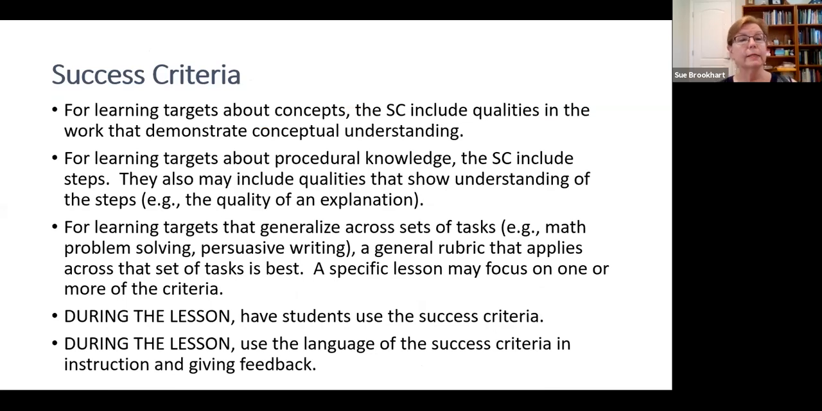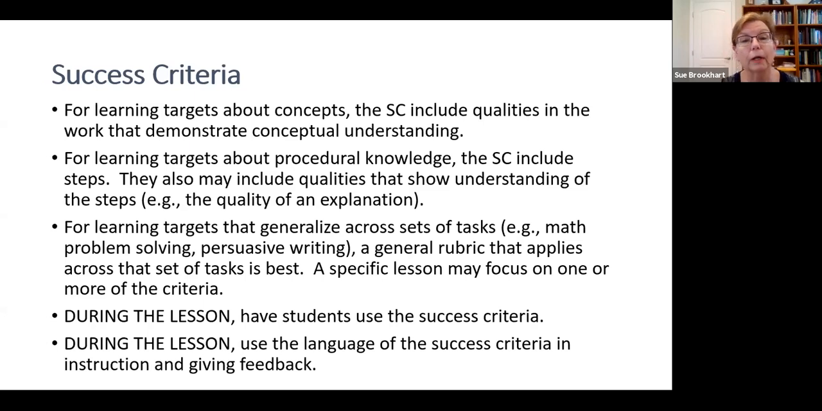So how do you write these things? Well, for learning targets about concepts, the success criteria are found in the work, like the math example you just saw. For learning targets about procedural knowledge, the success criteria would certainly include the steps: I did this stuff, that stuff, this stuff, that stuff, like I should have. And they may also include qualities that show how the student understands what the steps are doing.